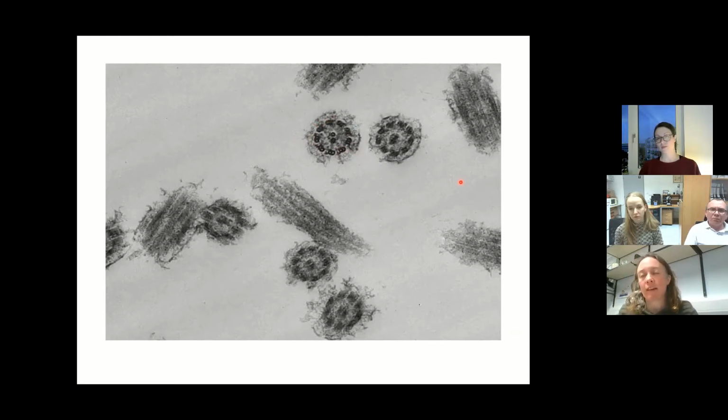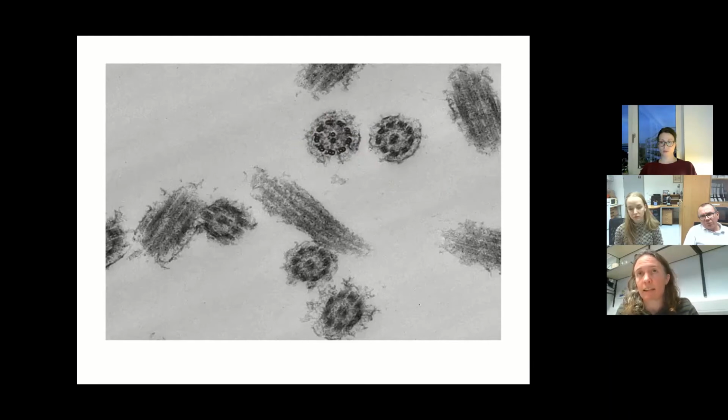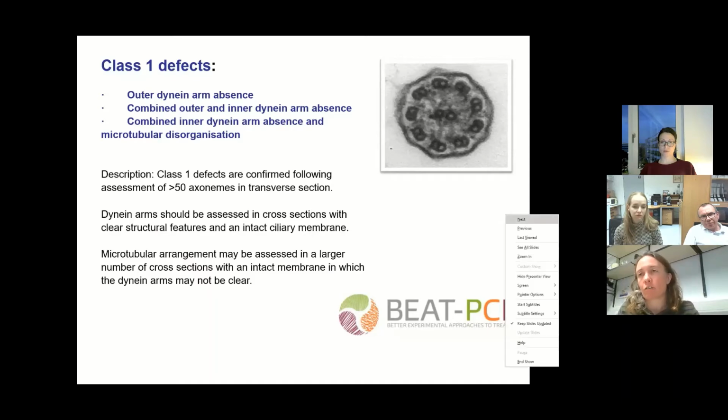But if you see a defect in these cross sections, you really can't be sure whether that is a defect due to it being PCD, or if that's a defect due to the fact that the structure's been affected by the cell dying, essentially. And the other thing is that the cross section should be clear, and you should clearly be able to see the structural defects.